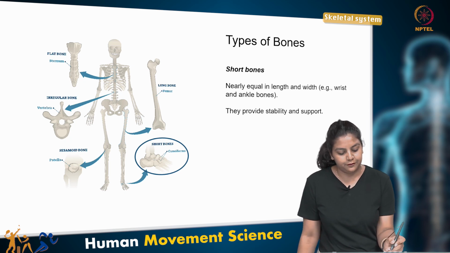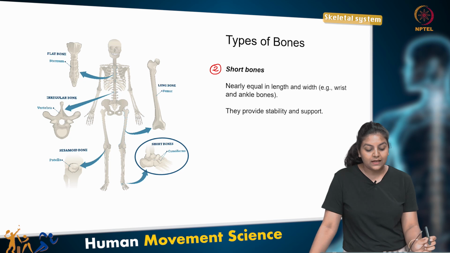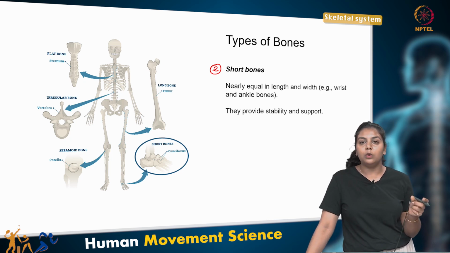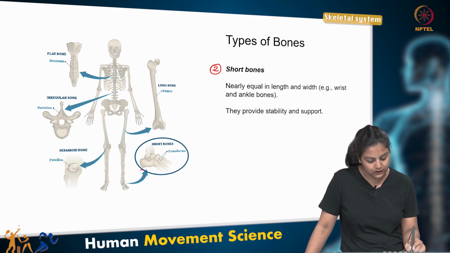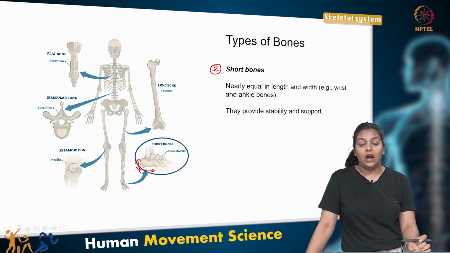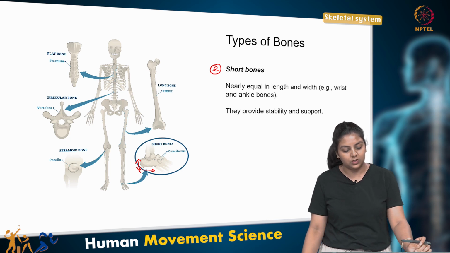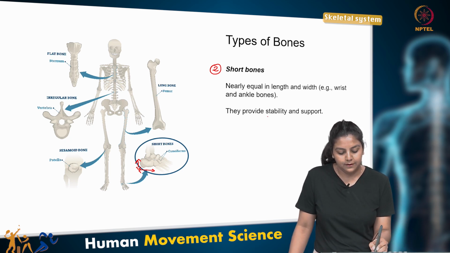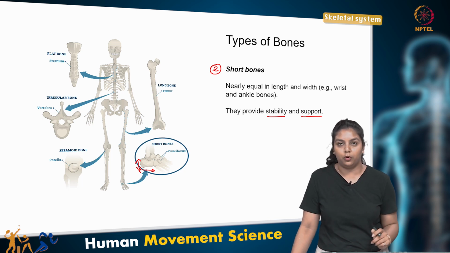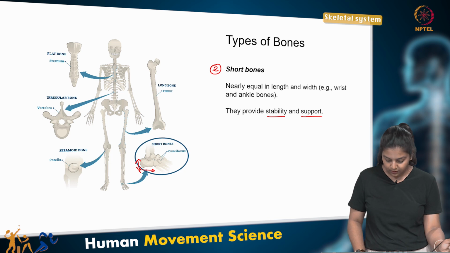The next category of bones is short bones. As opposed to the long bones, they are nearly equal in length and width. You can look at our wrist bones or our ankle bones, which are equal in length and width. These are short bones and they provide stability and support. In addition, they are also attachment sites for your ankle and wrist muscles.